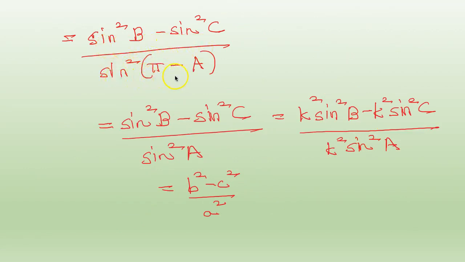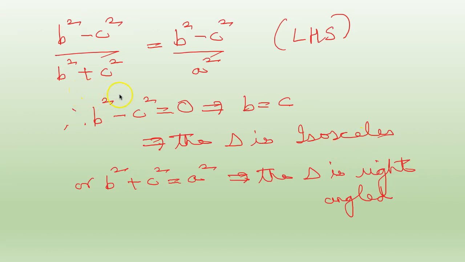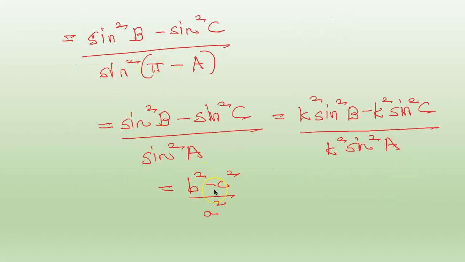By sin squared (b plus c), which is sin squared (180 minus a), that is sin squared pi minus a, which is sin squared a. And sin squared a, you can now multiply and divide by k squared. So it becomes k squared sin squared b minus k squared sin squared c by k squared sin squared a. K sin b is b, so it is b squared. K sin c is c, so it is c squared. And k sin a is a, which is a squared. Now your LHS is b squared minus c squared by b squared plus c squared. And the RHS is b squared minus c squared by a squared.